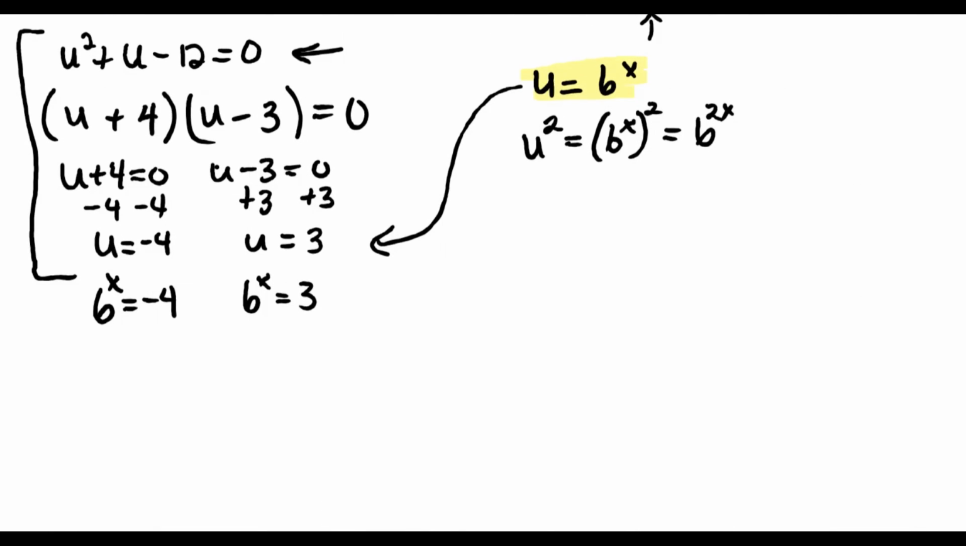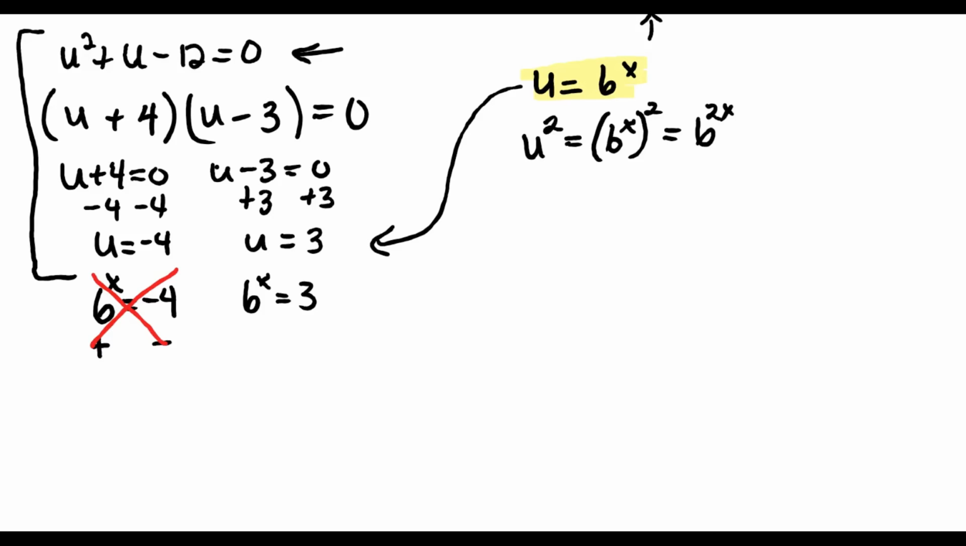Now the exponential equation 6 to the x equals negative 4 is something that doesn't make sense, because you have a positive value raised to a power equal to a negative value, and that can't happen. So we're not going to get any solutions from that equation there. But the other one we can solve by either taking the log of both sides or converting it to a logarithm.